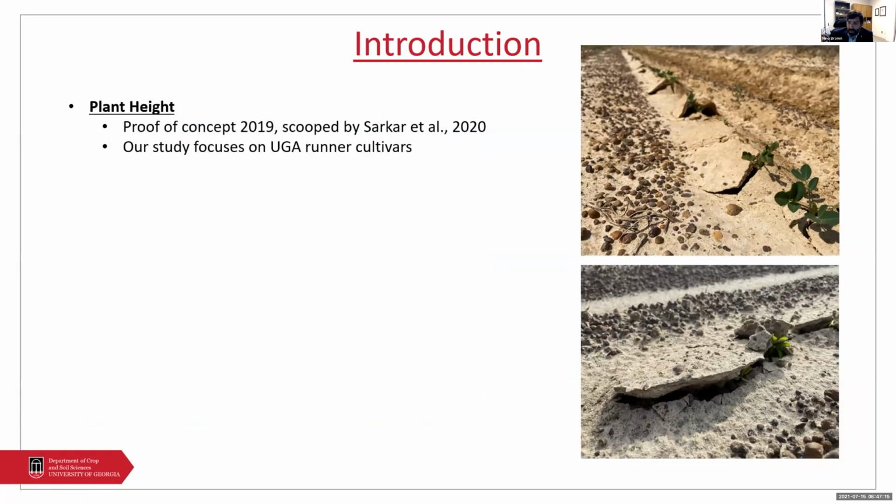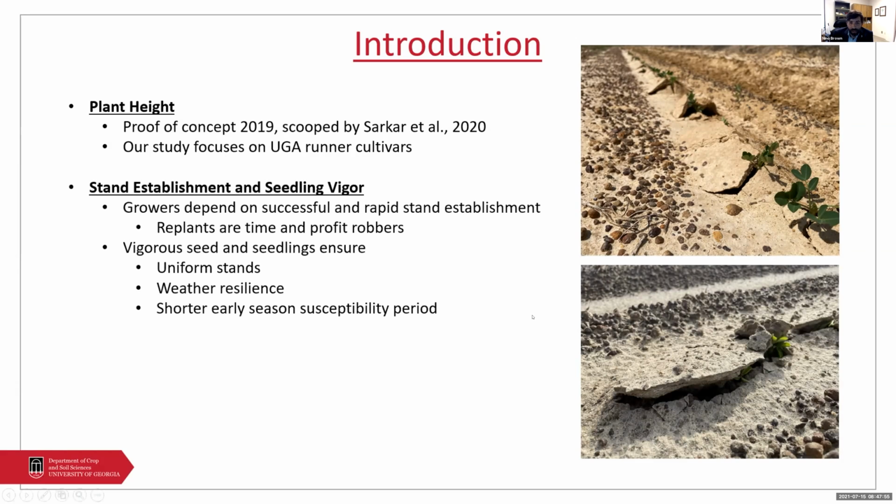So one of the first traits that we took a look at was plant height. Jing had a lot of experience looking at turfgrass and other row crops for plant height using UAVs. So we started that in 2019. Maria Balota's group, they've done a ton of work using UAVs, and they beat us to the punch there with Sarkar's paper in 2020. But he was looking at the mini-core collection and measuring peanut canopy height using UAVs. And we wanted to try and replicate their success, but on a more narrow set of genotypes, in this case, UGA runner cultivars.